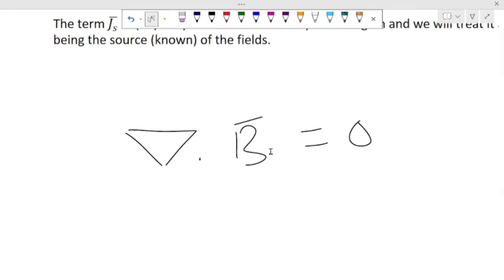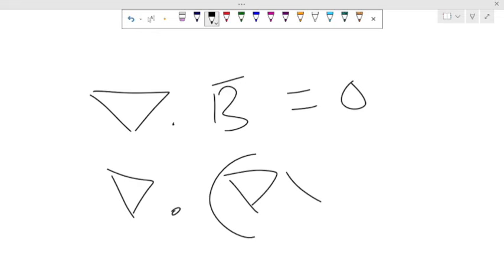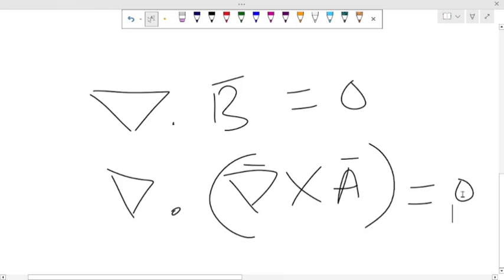But this is it. Since this is one of Maxwell's equations and the only one that's equal to 0, it can be compared to a vector identity. Which vector identity? The one that says the divergence of the curl of any field equals 0. Are we following?